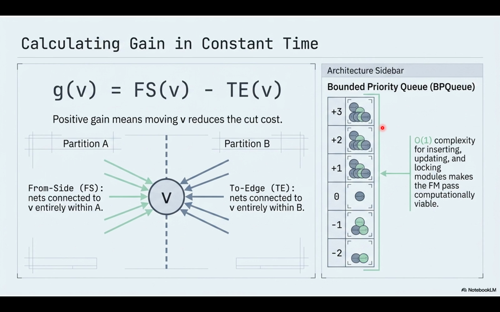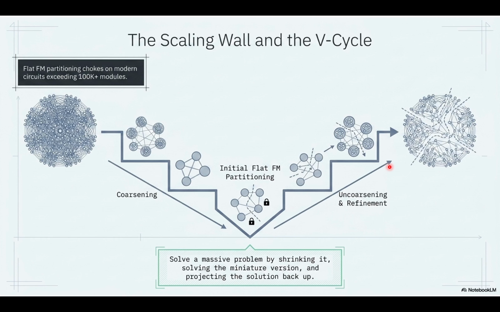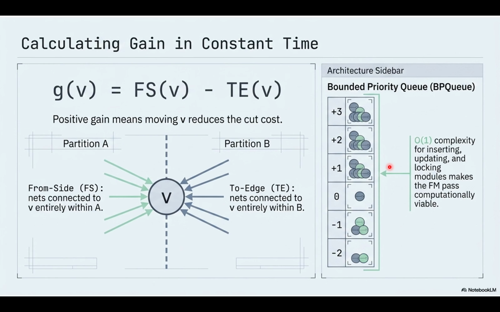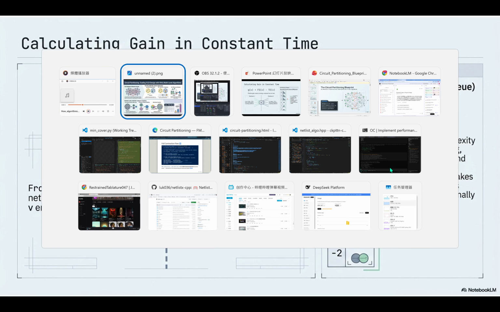But I need to push back on the actual mechanics of this FM algorithm, specifically the locking phase. Ah, the locks, yes. Right, because the documentation states that during a pass, once a module is moved, it is locked in place. And it cannot be moved again, even if its gain becomes highly positive later in the pass. That is correct. Wait, if we lock them, aren't we just stuck with the first decent move? By locking modules, we are intentionally crippling the algorithm's search space. It just seems like a guaranteed way to trap the system in a local minimum. It's a very rigid constraint, I'll give you that. But consider the alternative.